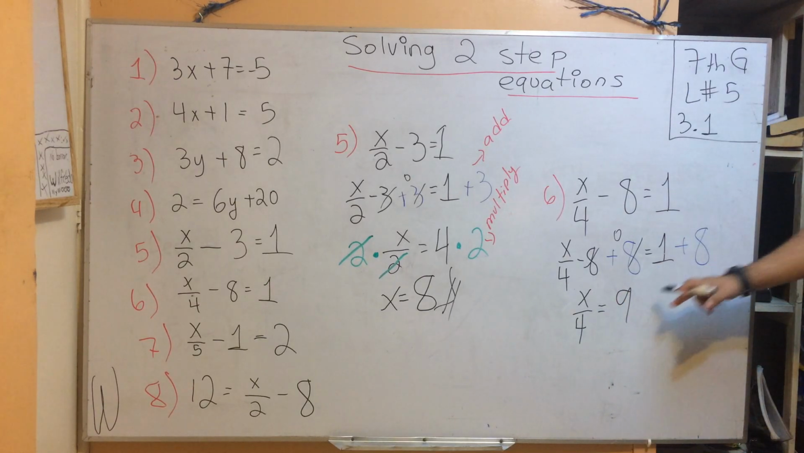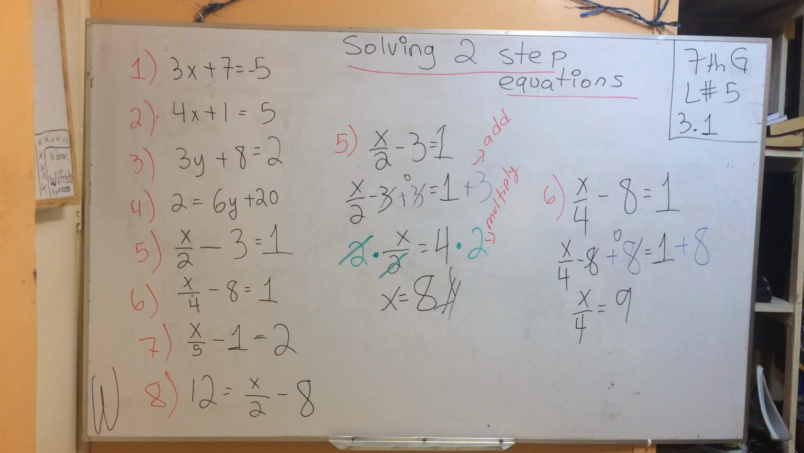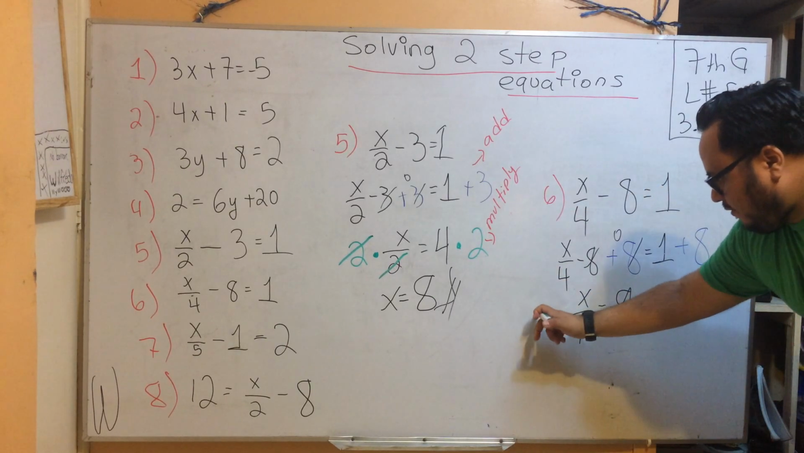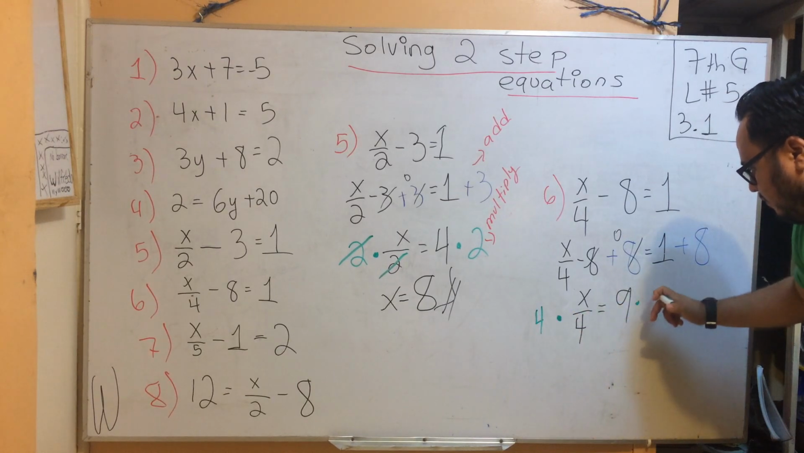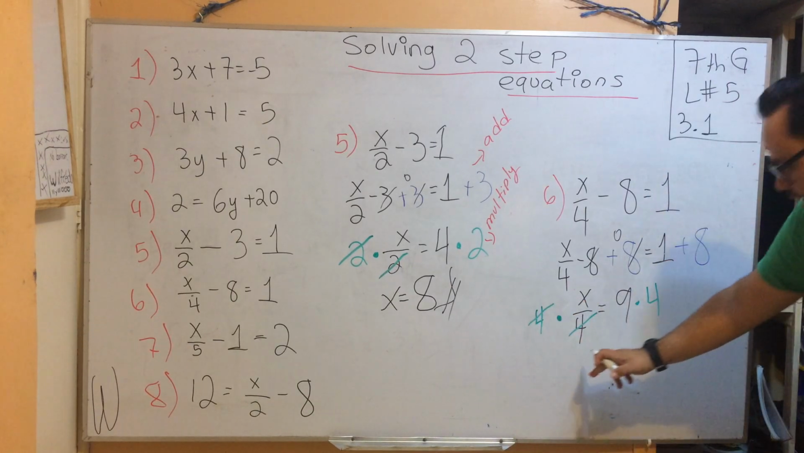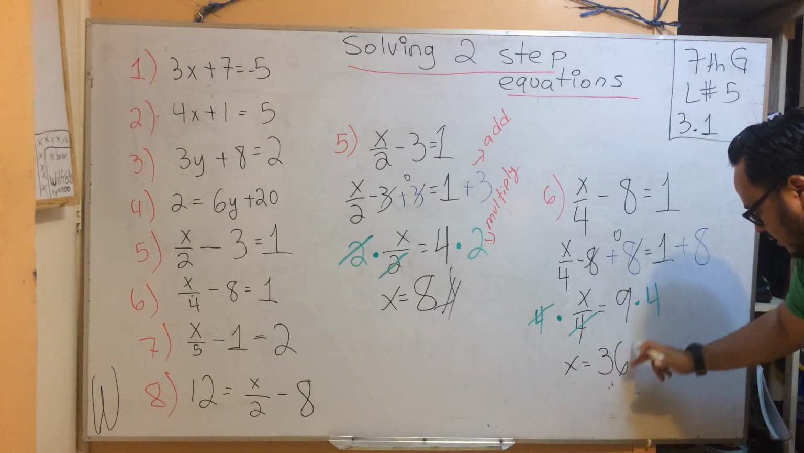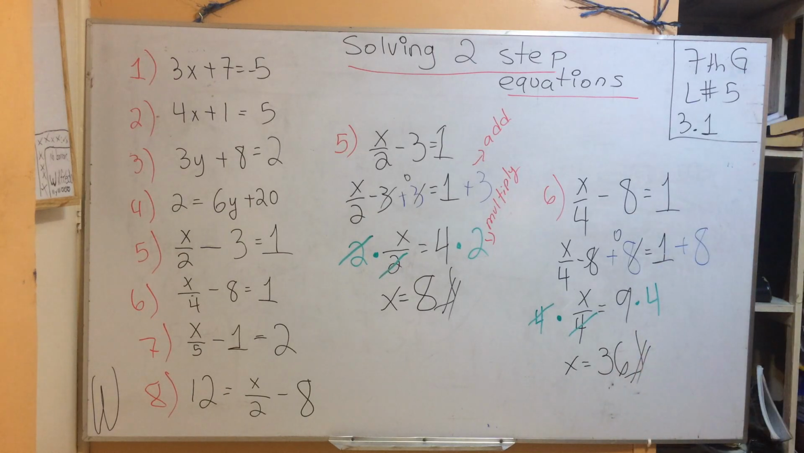Okay? 1 plus 8, 9. Now, this number is dividing. How do I eliminate this number? You are correct. We multiply. So we multiply 4 on this side, 4 on this side. This one eliminates with this one, and we have x equals 9 times 4, 36.